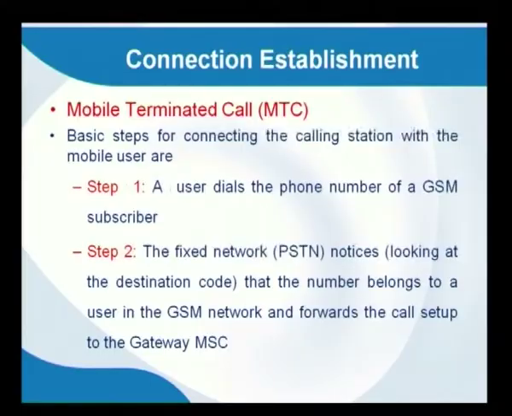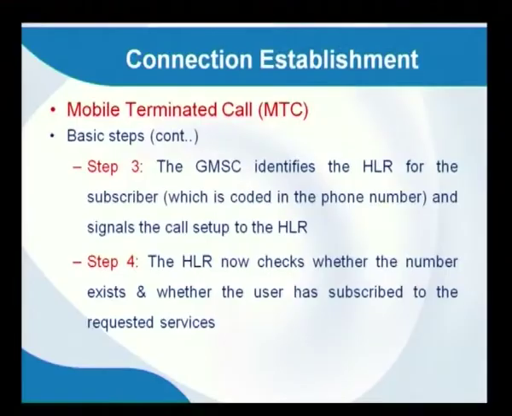Welcome back. Before the break, we were discussing the several steps of how mobile terminated calls are originated. In the first step, a station is making a call to the PSTN network. The PSTN identifies that the mobile user belongs to some GSM service provider, and contacts the corresponding gateway mobile switching center. In the third step, the gateway mobile switching center identifies the corresponding HLR. In the fourth step, the HLR checks whether the services are subscribed or the number exists. It will confirm this.